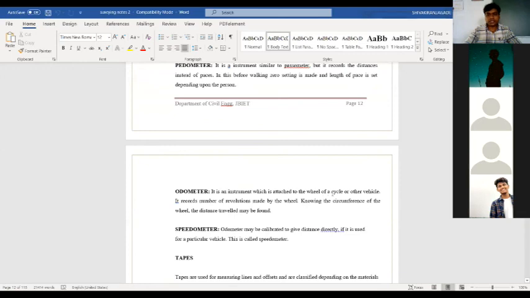So this odometer is attached to the wheel. It gives the number of revolutions. Revolution means the rotations, how many rotations we have on that wheel. Whereas the speedometer gives the rotations as well as the distance covered. Both will record. That's the difference, whereas the odometer won't give the distance covered.